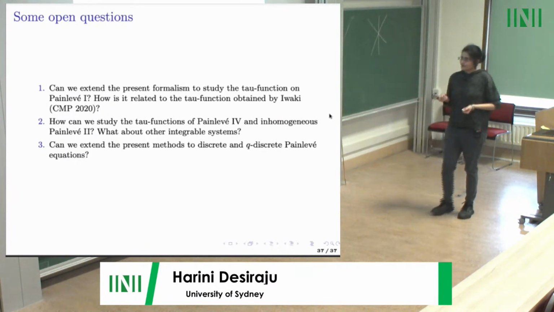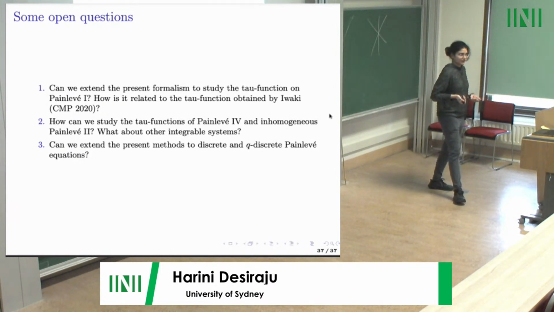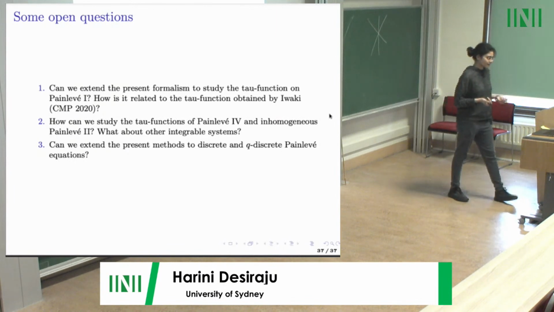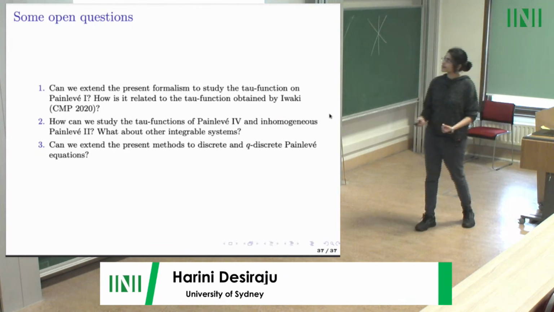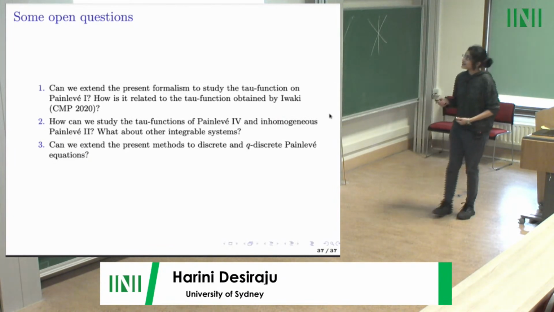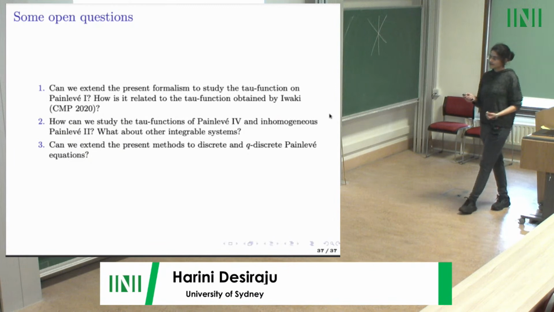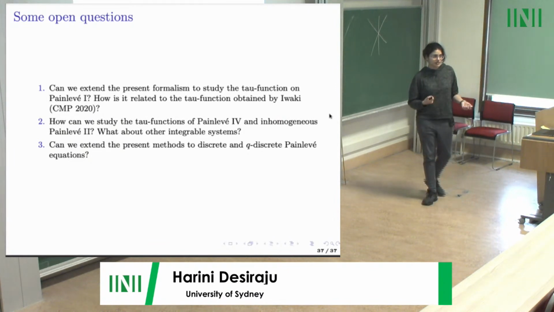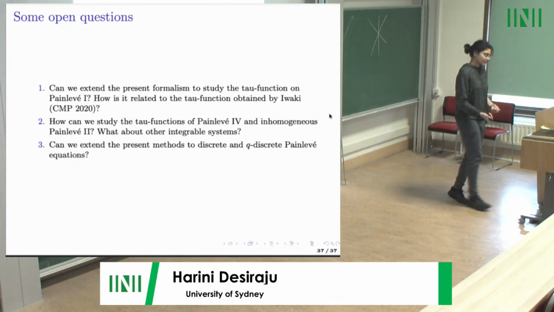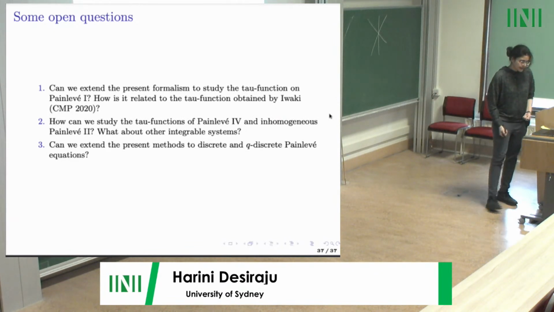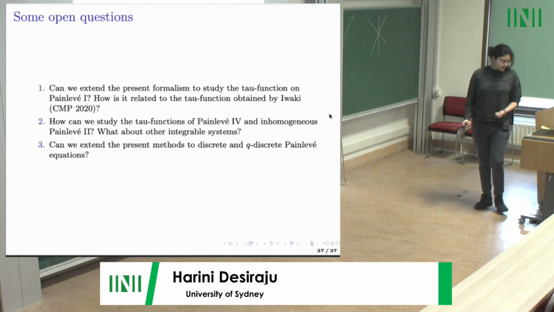How can I extend the present formalism to study Painlevé I? And since we've been seeing quite a lot about Painlevé I, can I say something about the two-parameter family? First thing. Second thing is that there are also quite a lot of results coming from topological recursion and resurgence for Painlevé I. Can I make contact with their computations?